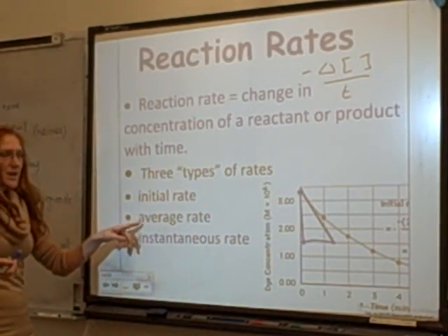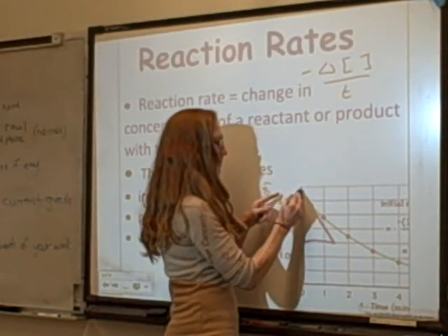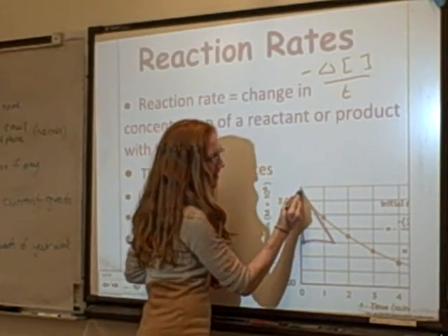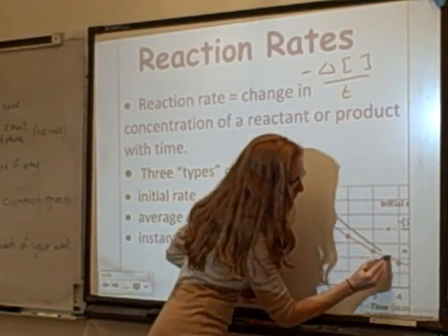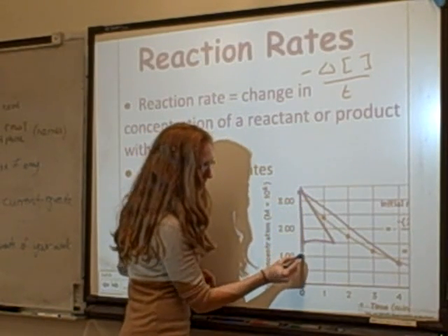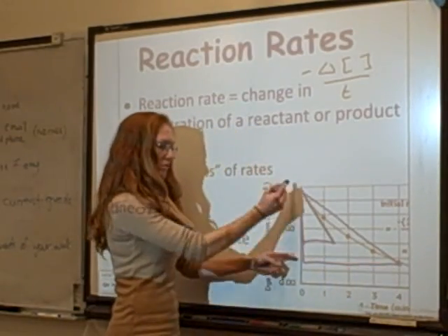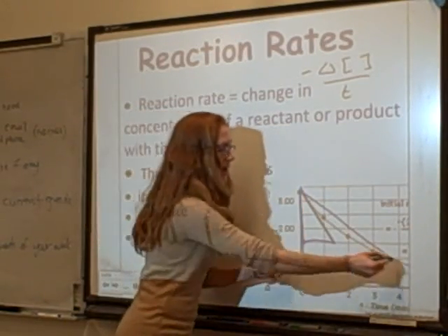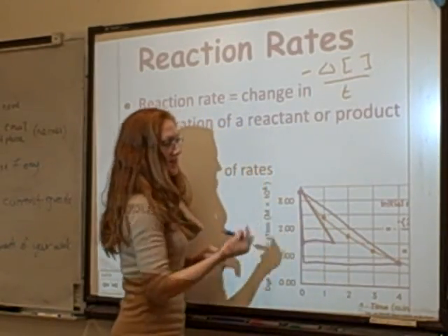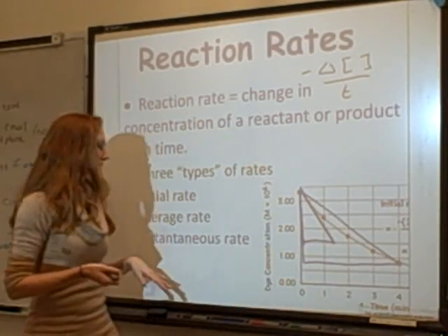The average rate is going to be overall how fast was this happening. So you'd say, well, here's my first point, here's my second point, my last point, and I just go ahead and draw a line connecting those two, and I say, on average, throughout the reaction, how fast was this happening? So I see how much concentration changed over how much time, and I divide change in concentration over time to get the slope of this line, and that tells me on average how fast the reaction was occurring.